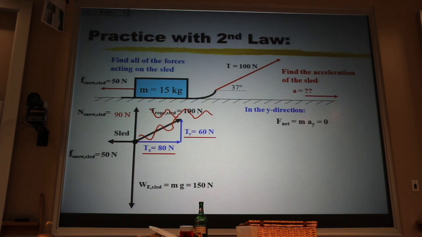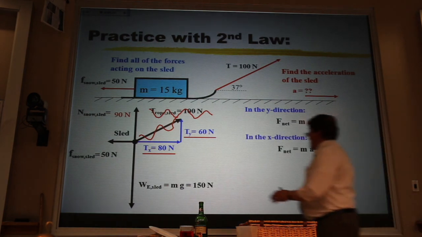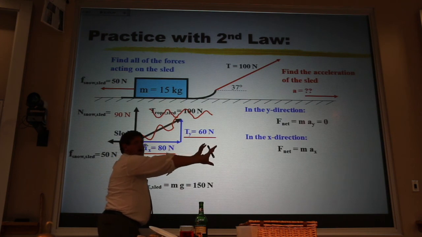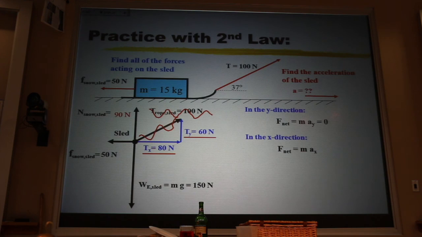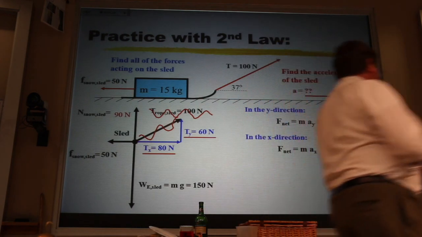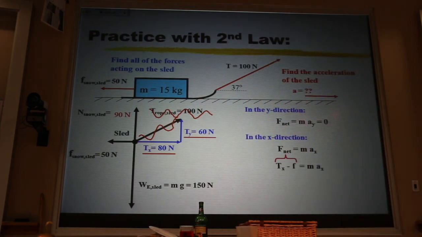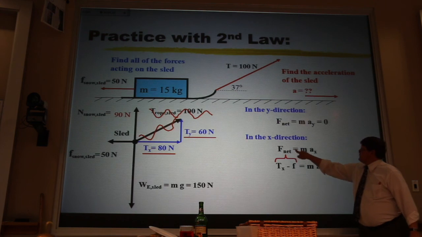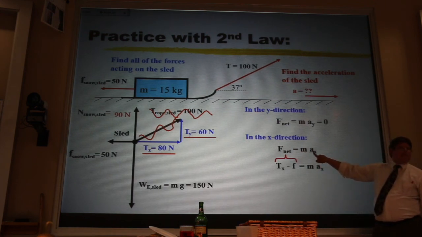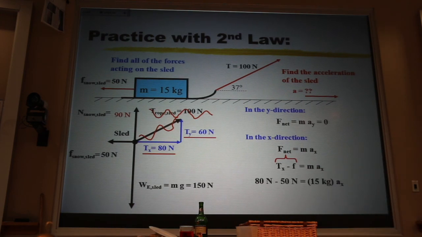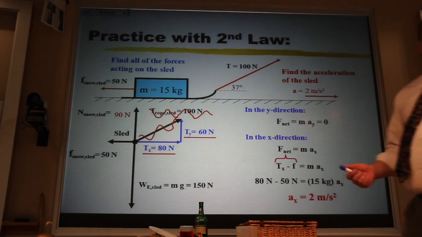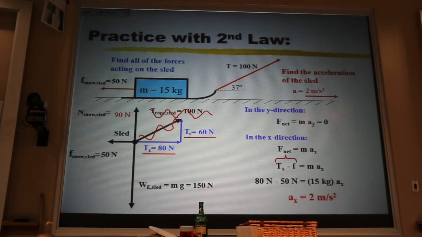Now, in the x direction, I have 80 newtons to the right. I have 50 newtons to the left. What's the net force? What's the scream? 30 to the right. I got 30 more to the right than I've got to the left. If I use Newton's second law, 30 is equal to 15 times A. A's got to be 2. Or if I just plug and chug, I get 2 meters per second per second. Now, your problem is going to be slightly different than that, but the idea is the same.